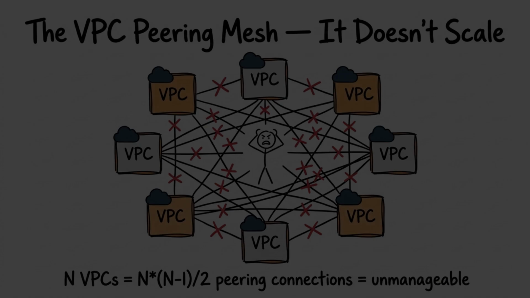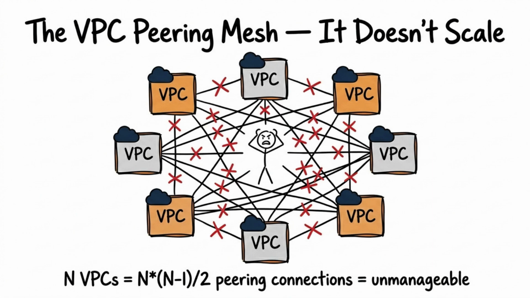Here's a real scaling problem. Your organization has grown. You now have 20 VPCs, one for each business unit. Without Transit Gateway, connecting them all would mean creating a mesh of VPC peering connections. With 20 VPCs, that's potentially 190 individual connections. Managing routes across all of them? A nightmare.